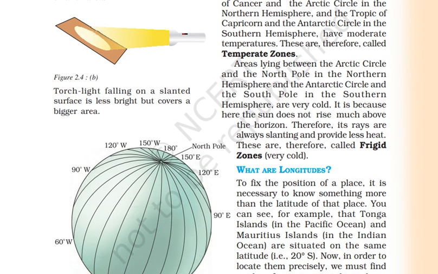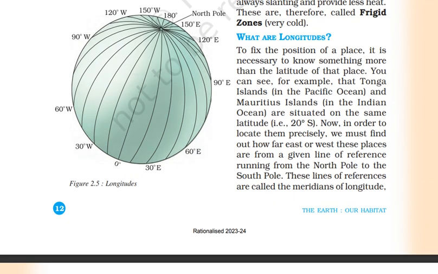Areas lying between the Arctic Circle and the North Pole in the Northern Hemisphere and the Antarctic Circle and the South Pole in the Southern Hemisphere are very cold. It is because here the sun does not rise much above the horizon. Therefore, its rays are always slanting and provide less heat. These are therefore called frigid zones, which are very cold.